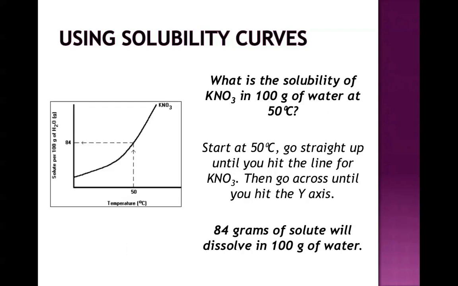So if I was asked what's the solubility of potassium nitrate in 100 grams of water at 50 degrees Celsius, I would start at 50 degrees Celsius. I would go up until I hit the line for that compound and then go across to my y-axis. So this shows me that 84 grams of solute will dissolve and saturate in 100 grams of water.